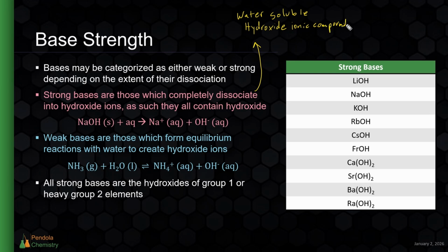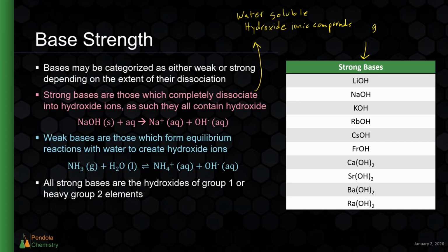Now there are no covalent hydroxide compounds, but just to be more specific, water-soluble hydroxide ionic compounds. So what are the water-soluble hydroxide ionic compounds? What are strong bases going to be? They are group 1, and I have it right here.